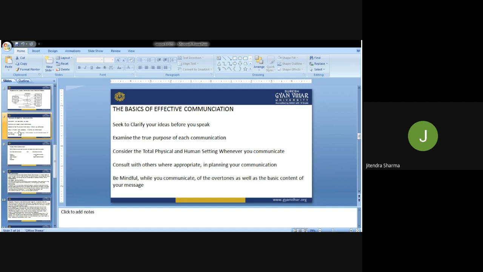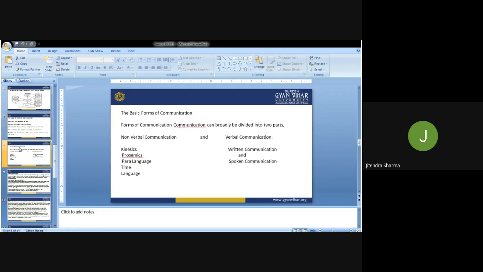Seek clarity of your idea before you speak, examine the true purpose of each communication, consider the total physical and human setting whenever you communicate, consult with others where appropriate in planning your communication, be mindful while you communicate of the overtones as well as the basic content of your message. So these are a few important things.